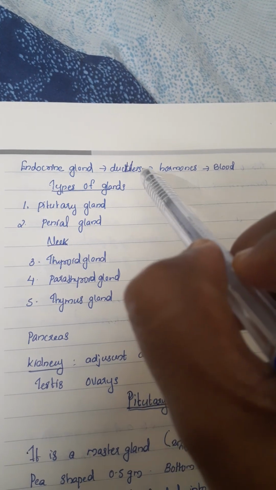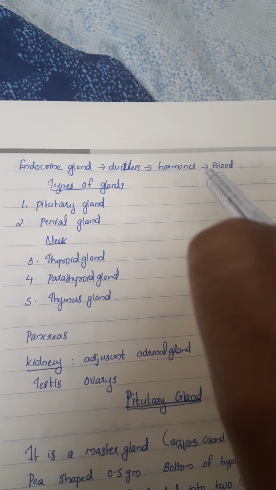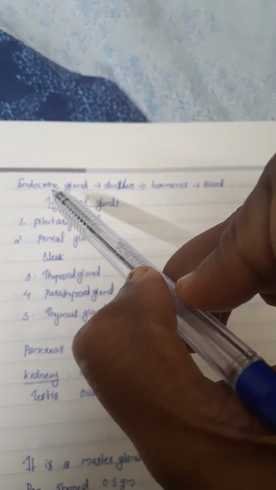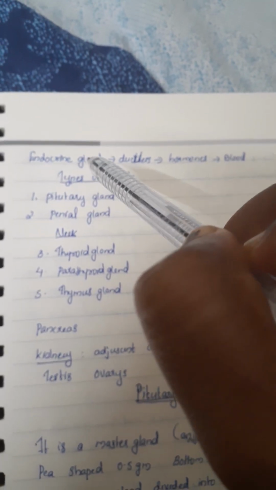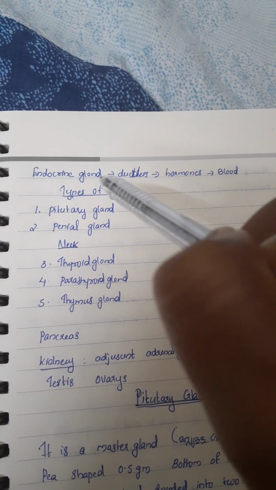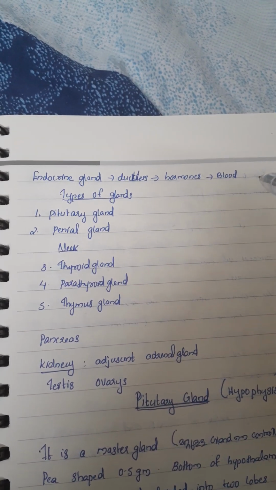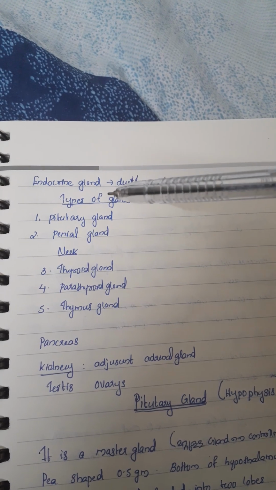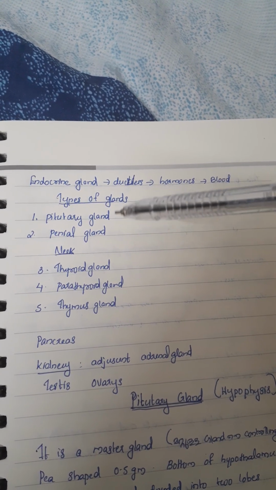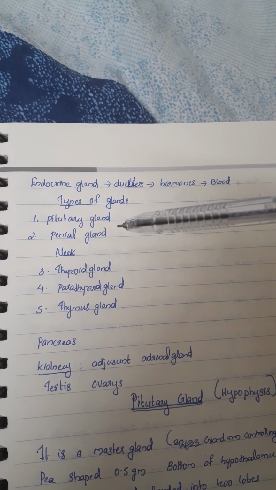Then the endocrine gland. An endocrine gland is a ductless gland. Hormones are produced directly into the blood. There is no duct present in endocrine glands; they are ductless, and they produce hormones directly into our blood.